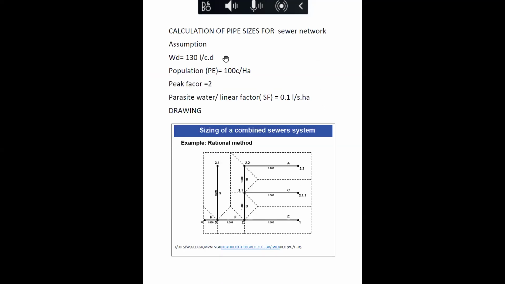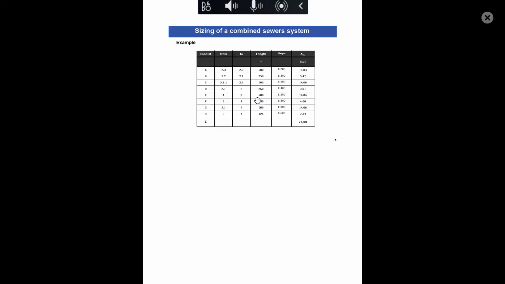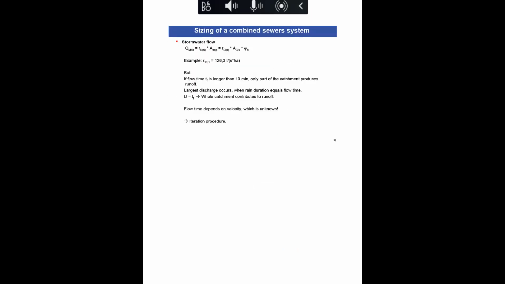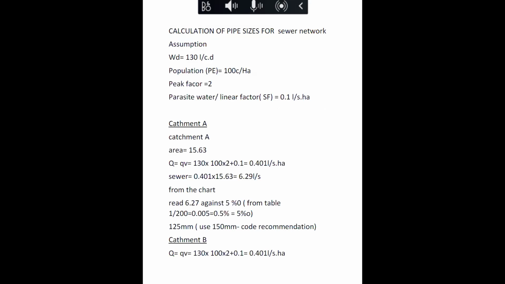So this is what it looks like. We are using 130 liters per capita per day. The population is 100 per hectare. Dry weather flow is this. Then we've done this. So for catchment A, this is the area.